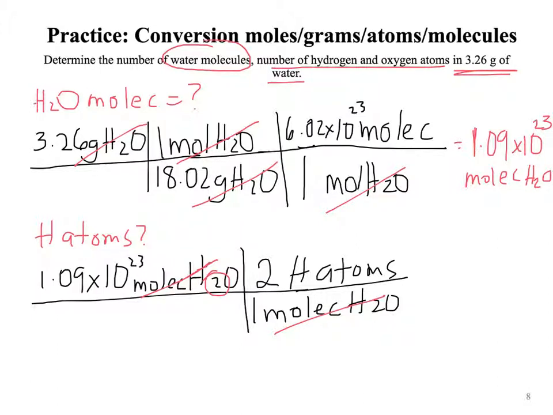So I get an answer of, multiplying the top, dividing by the bottom, I get 2.18 times 10 to the 23rd H atoms. Notice I'm always labeling. That's what we want to get a habit of doing. Then we want to do oxygen atoms.